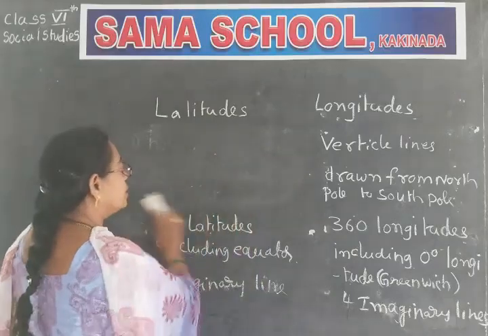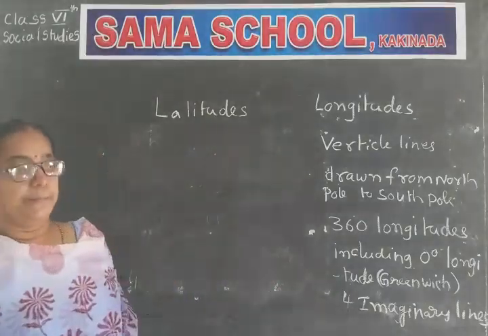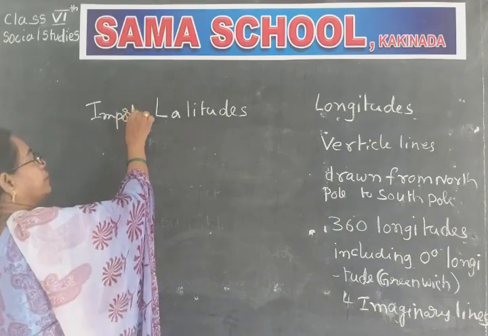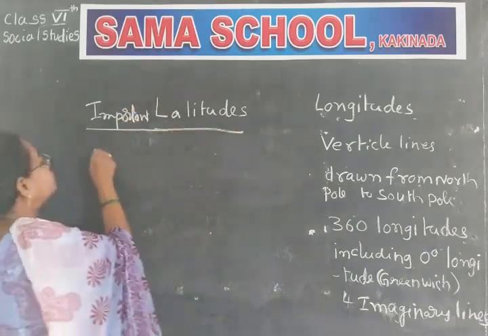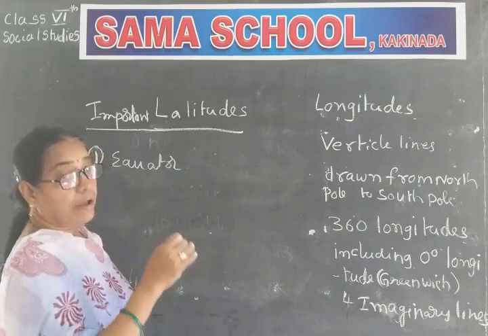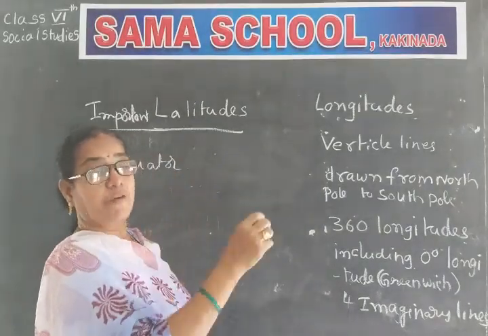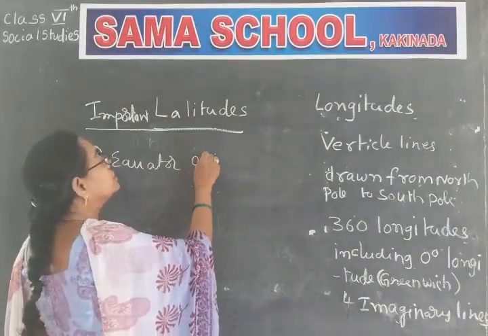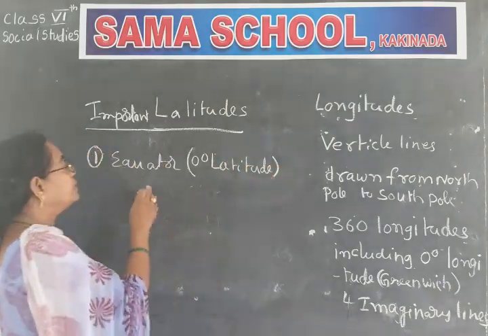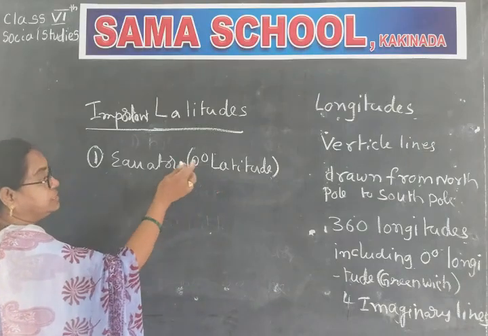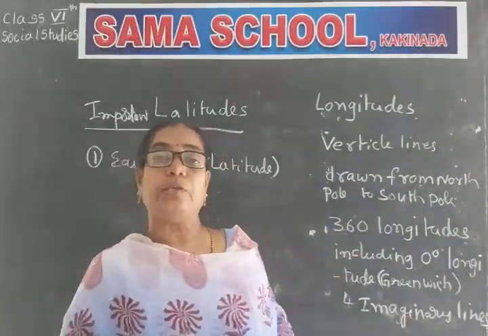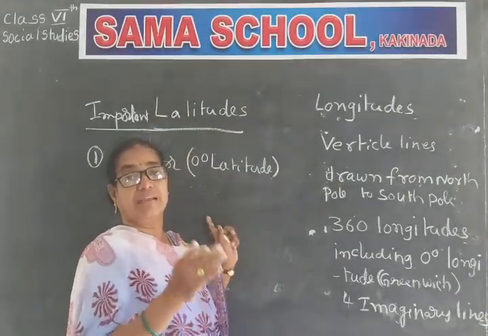What are important latitudes? There are five important latitudes. First one is the equator. The equator is the line drawn in the middle of the globe. The equator is also called 0 degree latitude. Why is it called the equator? It divides the globe into two equal halves. That's why it is called the equator, equally divided.